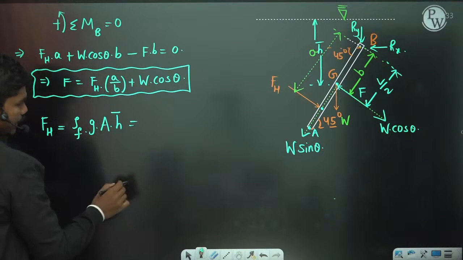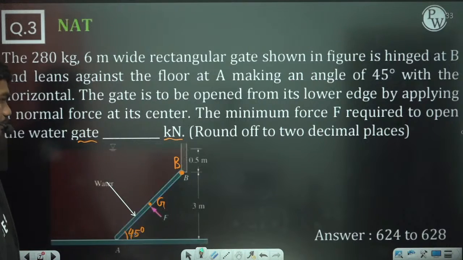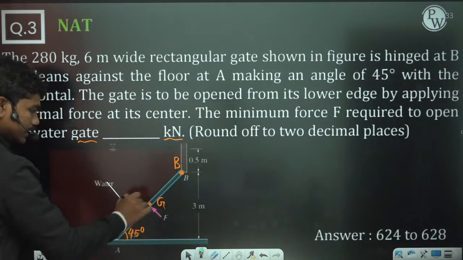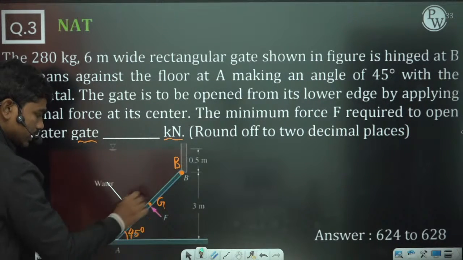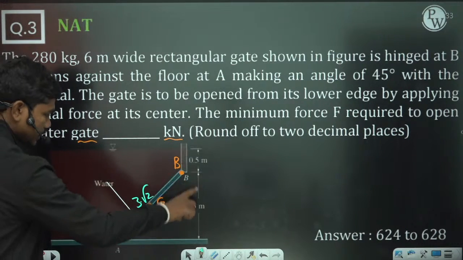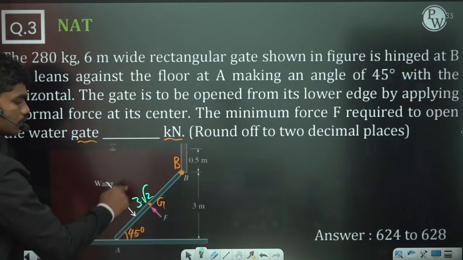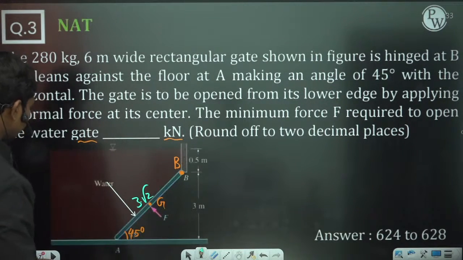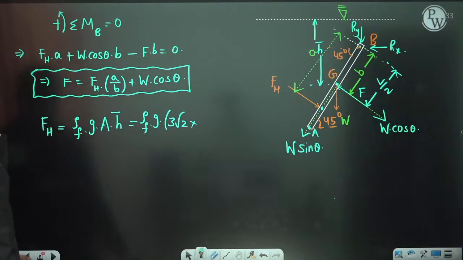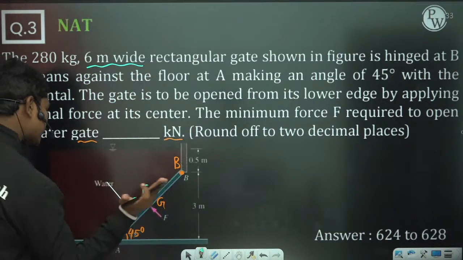So rho g A h bar: density of the fluid, g, and what is the area of the plate? Look at this length of the plate. If this height is 3 meters and this angle is 45 degrees, then this slant height is nothing but 3 times square root of 2, correct? Because from this triangle, if you take sin theta, you get 3 times square root of 2. Then what is the width of the plate? It is clearly given, 6 meters wide.